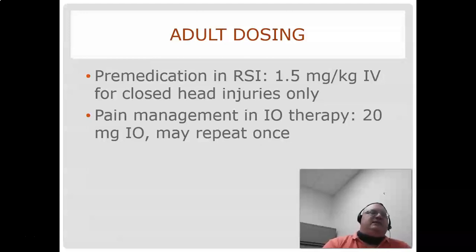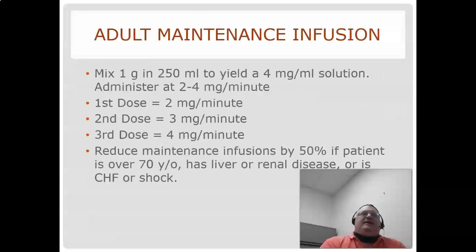If you're giving it to numb up the IO, you're going to give it through the IO, and you're going to push it about 20 milligrams. It's actually 20 to 40 milligrams IO, and you push it. You can repeat that one time. Again, this is to numb the inside of the bone cavity where all the nerves are, okay?